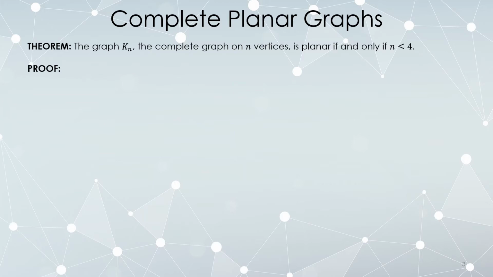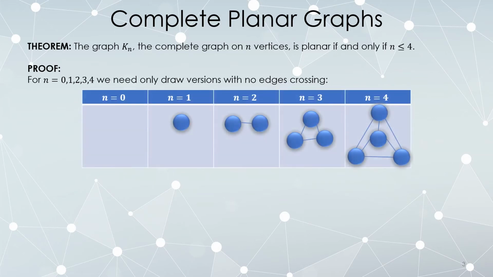Well, we'll do an informal proof. For 0 through 4, we're claiming that these are planar graphs. And to show a graph is planar, all you have to do is draw it in a way that has no edges crossing. And here we go. 0 vertices, I'm sorry, no problem, just don't do anything. 1 vertex, there are no edges to draw, so not a big deal.